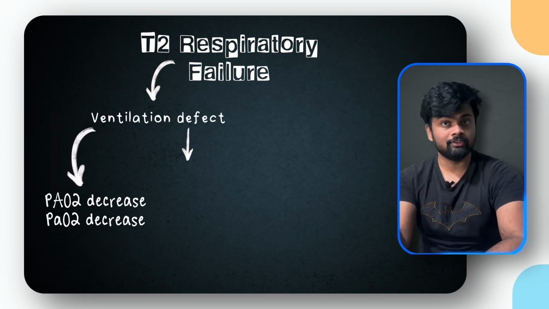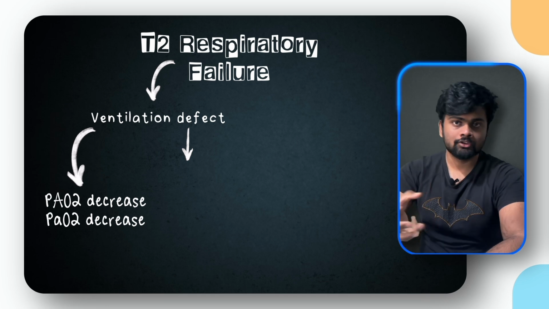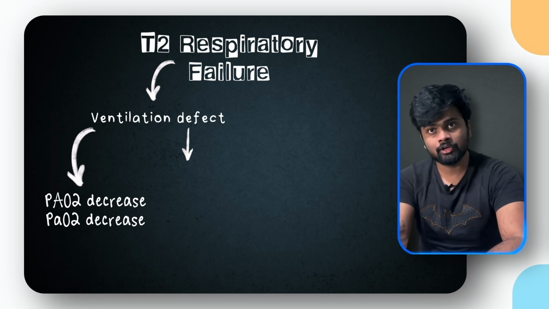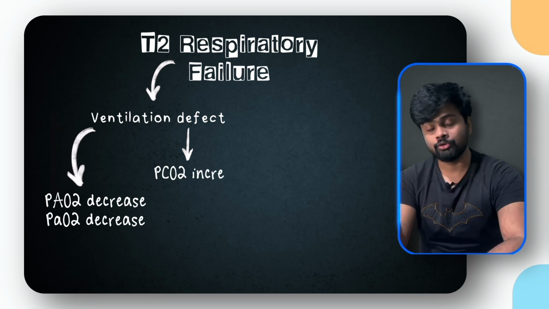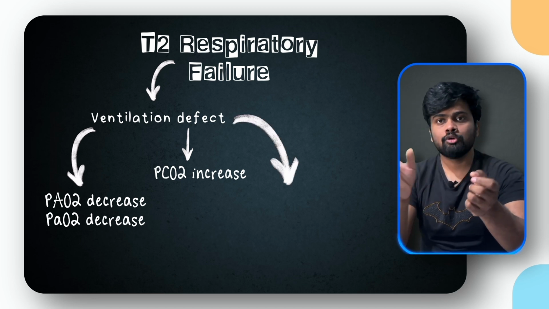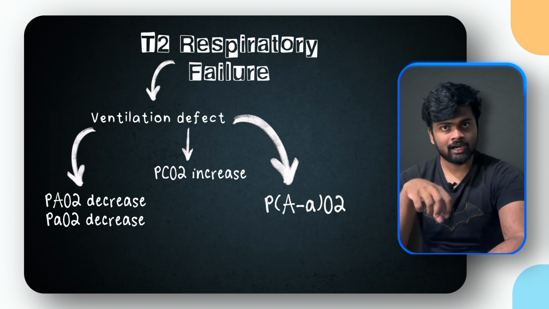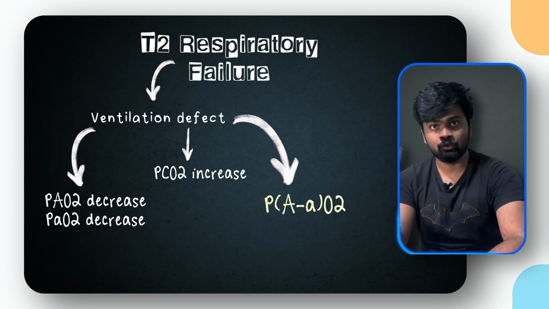Similarly, in some cases where there is interstitial damage, the transport itself is not happening, so the amount of carbon dioxide in the blood is increased. So partial pressure of alveolar O2 is decreased, partial pressure of arterial O2 is decreased, but partial pressure of arterial CO2 is increased. Now, what about partial pressure of alveolar minus arterial O2? As alveolar and arterial O2 both are decreased, the partial pressure of A minus aO2 is normal.